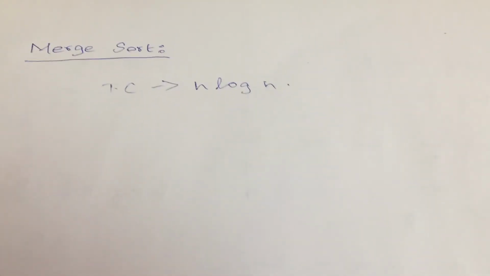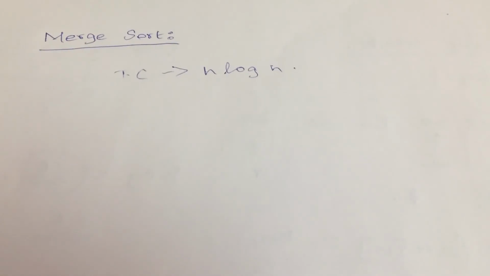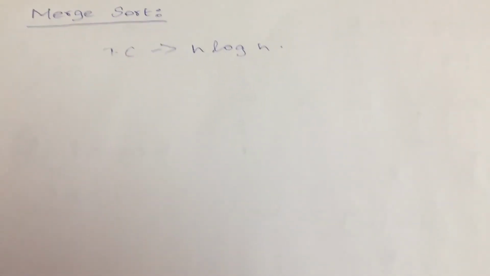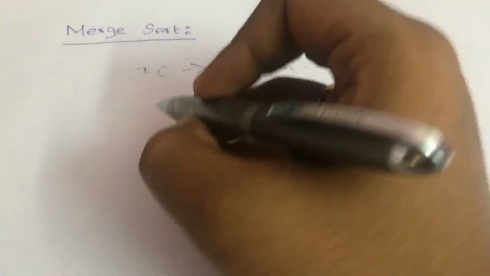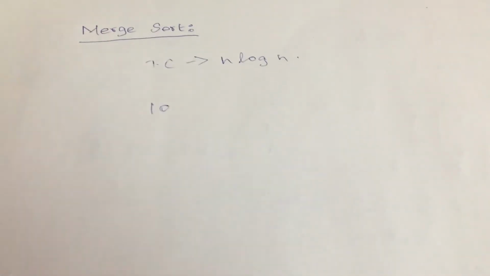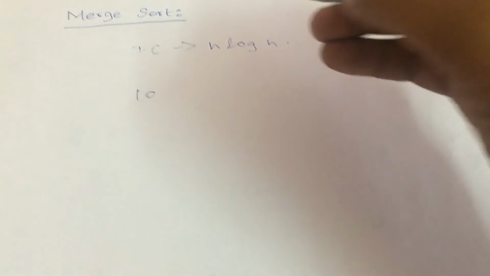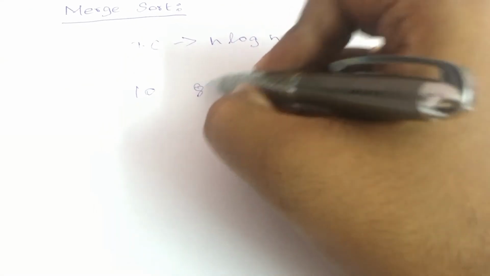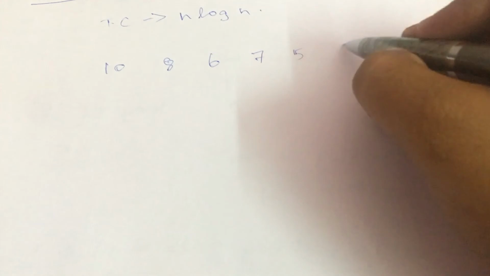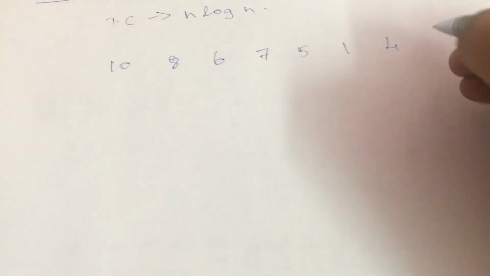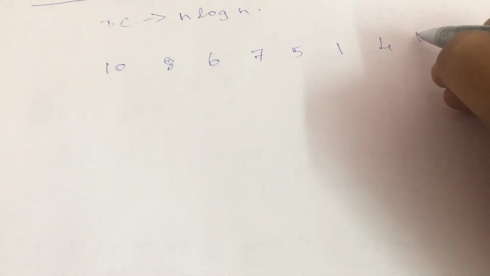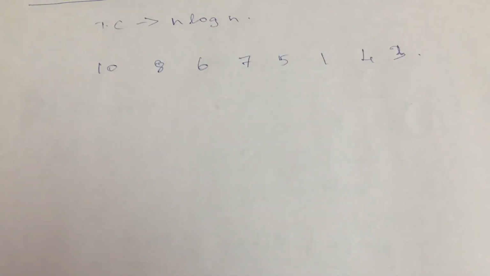So now let's discuss how the merge sort algorithm actually works, right? So first thing, let's assume that we have an input in this form, like let it be 10. Just a second guys, I'm trying to focus. Okay, so let's assume that we have our input as 10, 8, then 6, 7, 5, 1, 4 and let's assume this is 3. So let's assume it in this way.